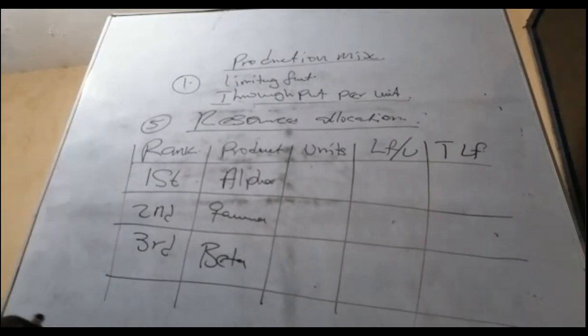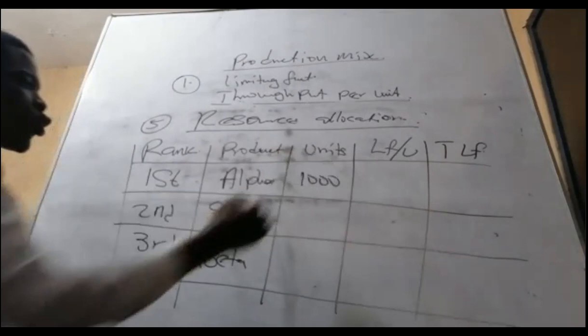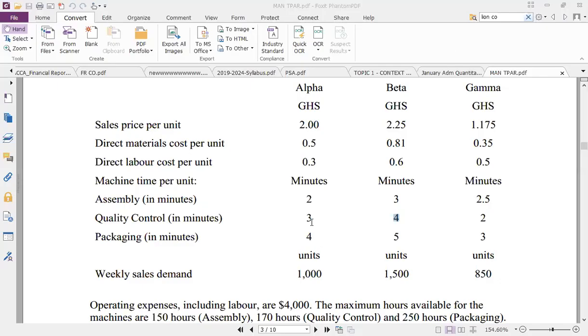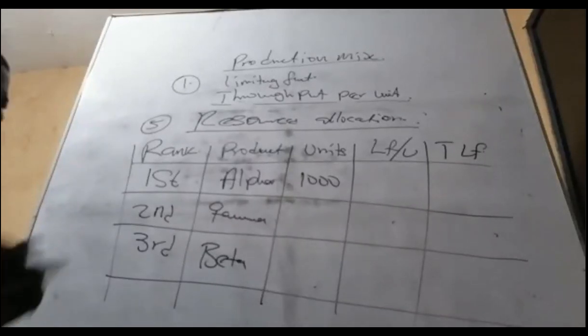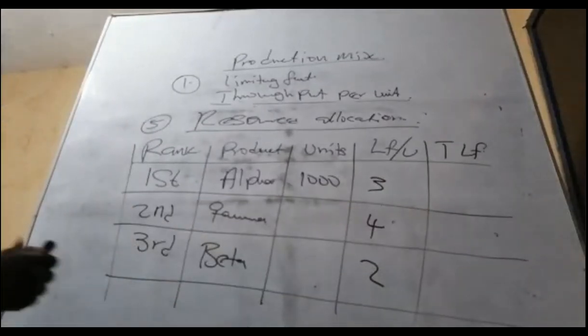So alpha 1,000. What is the limiting factor? Don't forget the limiting factor. You can even fill that column. We know the limiting factor to be quality control. So for alpha, the quality control time is 3 minutes. So you can list 3, 4, 2, right? Yes, so we can fill that section. 3, 4, 2. That's the limiting factor per unit. You can put that in that column.